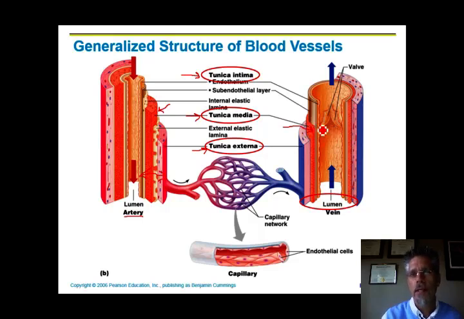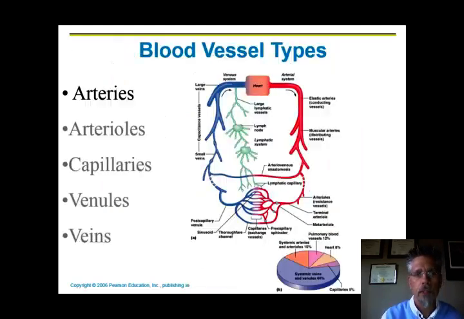We also see that the veins have some specialized structures like these one-way valves that aid them in getting the blood back to the heart. Each different blood vessel type, arteries, arterioles, capillaries, venules, and veins, has its own particular structure and function. So you definitely need to know that. How are they similar? How are they different? That's what we spend a lot of time going through in this chapter and this lecture.